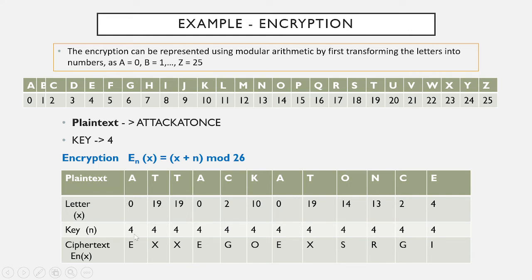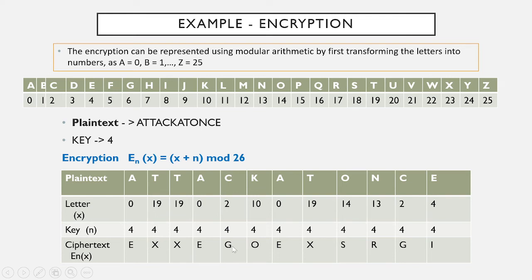So 0 plus 4 is 4. Okay, so we just have to check what is the equivalent for the numerical value 4. It is E. So the first ciphertext letter is E. Then for the second ciphertext letter, we calculate using the letter's numerical value 19 and the corresponding key is 4. 19 plus 4 gives 23. So looking in the table above, the value 23 corresponds to the letter X. So the ciphertext letter will be X.